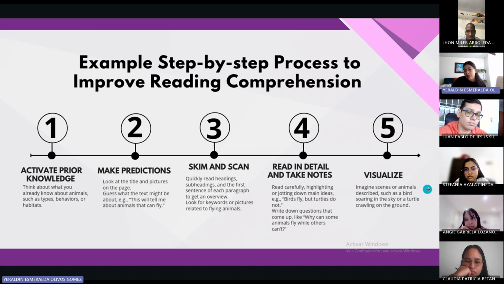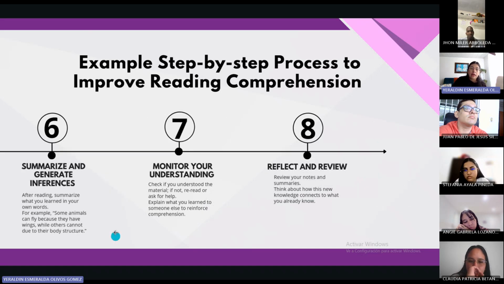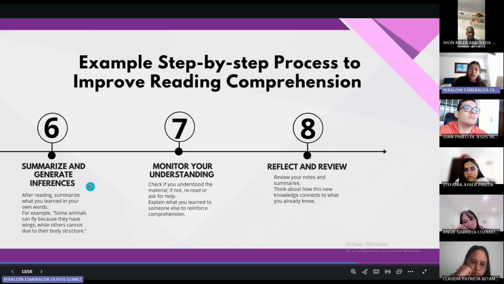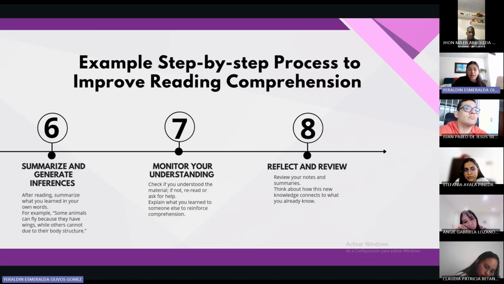Visualize. Imagine the scenes of the animals described, such as a bird soaring in the sky or a turtle crawling on the ground. Summarize and make inferences. After reading, summarize what you learned in your own words. For example, some animals can fly because they have wings, while others cannot due to their body structure.